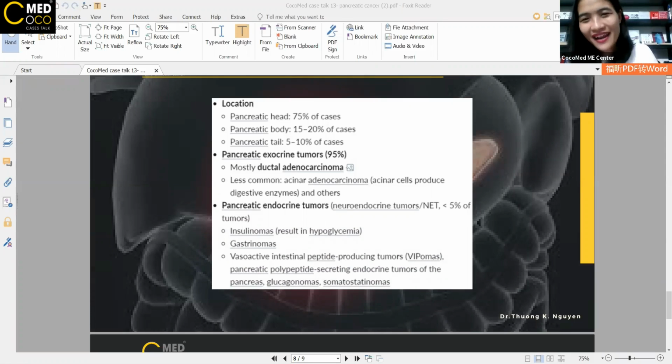Which one is the main one that has pancreatic cancer? I'll give you a hint: they all start with a P. Pancreatic cancer, parathyroid, and what else? Pituitary adenoma, yes. So these three together come with MEN type 1, multiple endocrine neoplasia type 1.